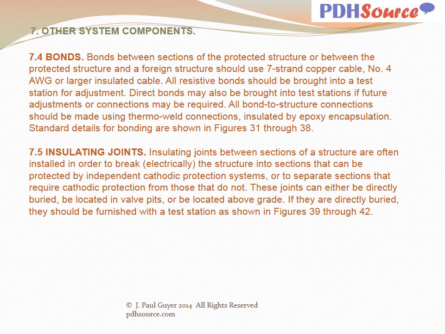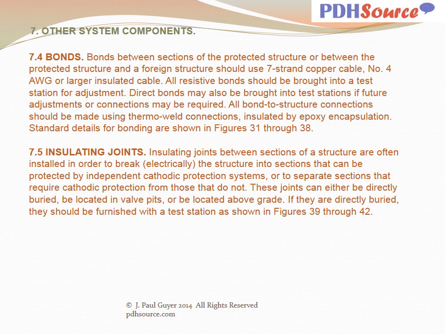Bonds between sections of the protected structure or between the protected structure and a foreign structure should use 7-strand copper cable, number 4 AWG or larger insulated cable. All resistive bonds should be brought into a test station for adjustment. Direct bonds may also be brought into test stations if future adjustments or connections may be required. All bond to structure connections should be made using thermoweld connections insulated by epoxy encapsulation. Standard details for bonding are shown in figures 31 through 38.